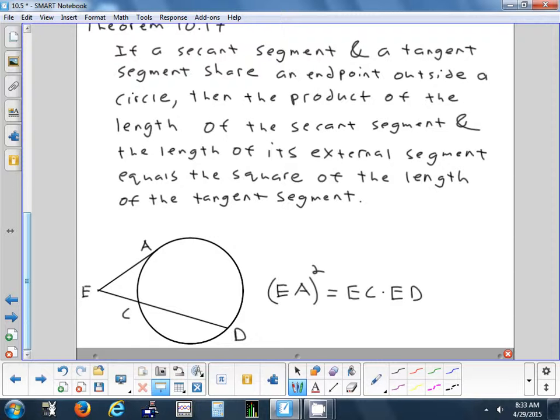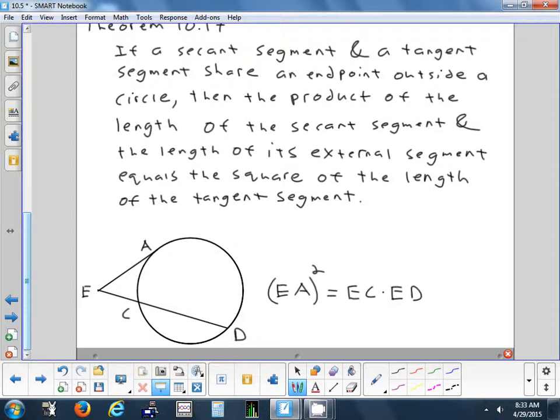All right? That's the difference. Well, it's almost the same formula. For the secant segment, take the length of the external part, which is EC, and multiply by the entire length, ED. That part's exactly the same as what we did before. Okay, the difference is on the tangent segment.